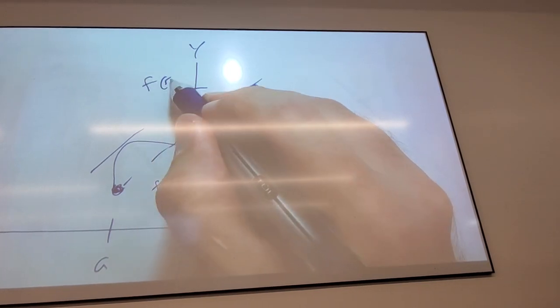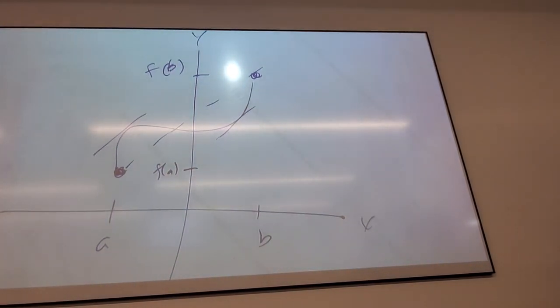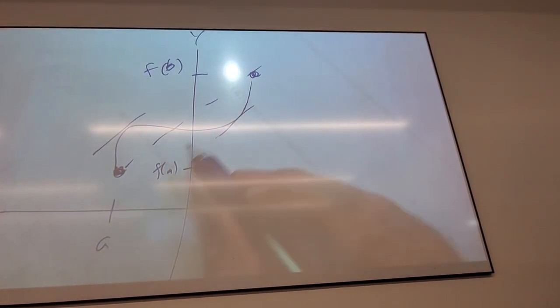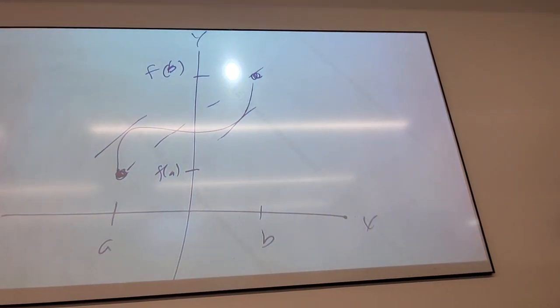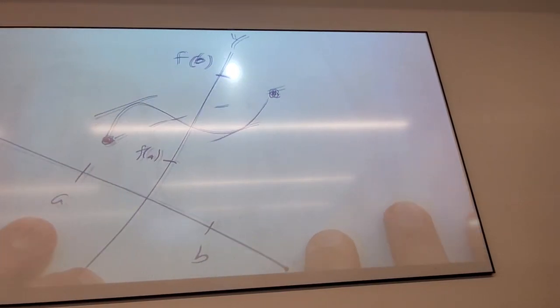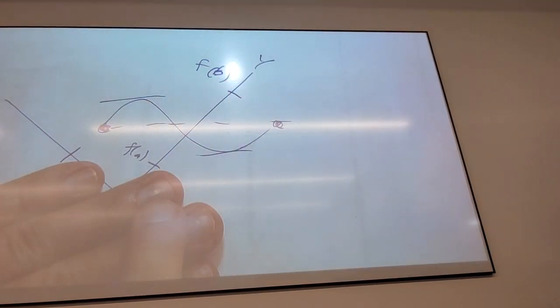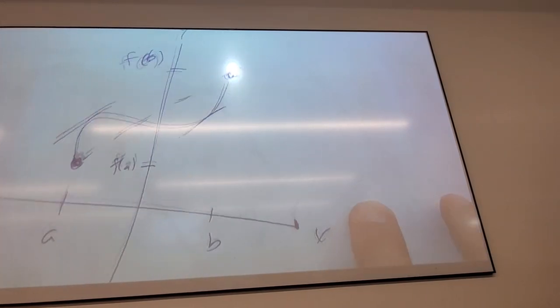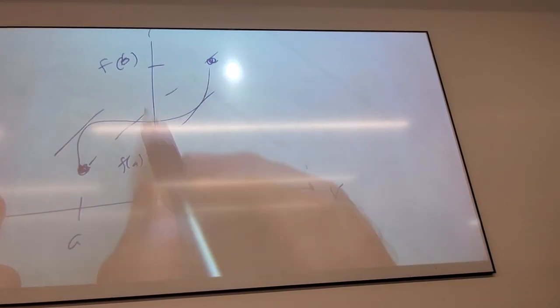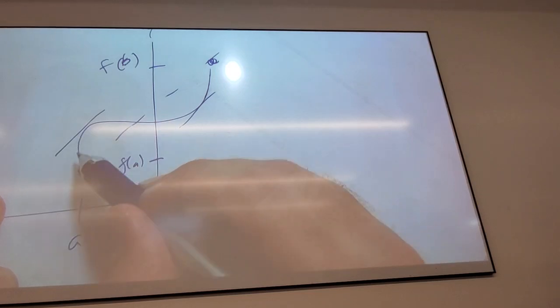Does F of A equal F of B? No. But I can still, I need you to really get this. Here's Rolle's theorem. If I had my lines here, there's got to be a slope that's equal to this. If I rotate it, the same idea applies. Whatever this slope is, it's not 0, is it?